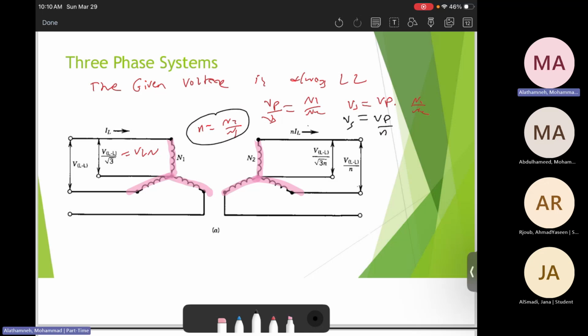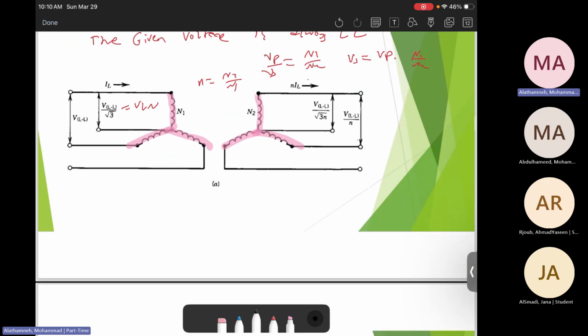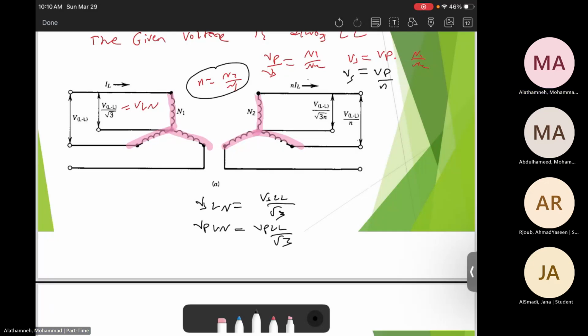Then how to calculate V secondary line to neutral? V secondary line to neutral equals V secondary line to line divided by root of 3. Therefore, we can say the same thing for V primary as well. V primary line to neutral equals V primary line to line divided by root of 3. Then as a result, V secondary line to neutral will be V primary line to line divided by square root of 3 times n.